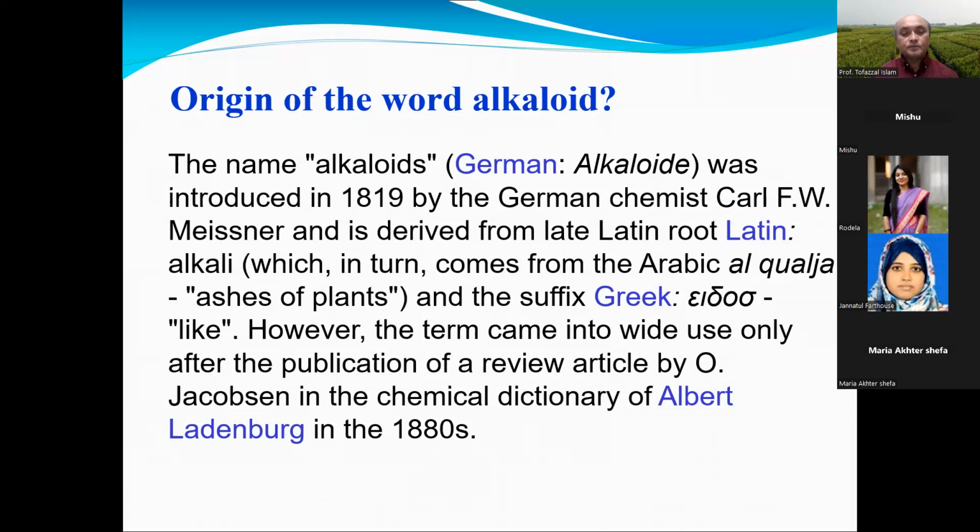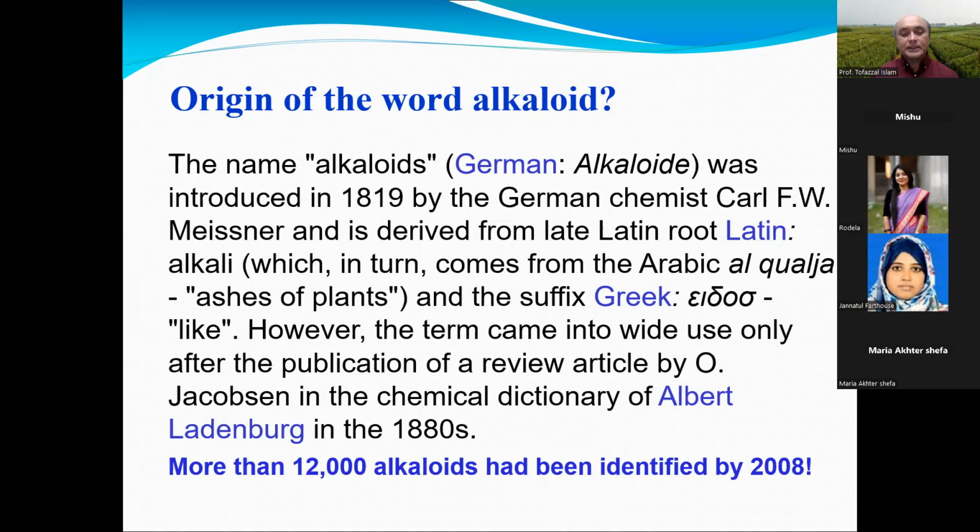So historically, in many scientific documents, you can find the word alkaloid after the 1880s. More than 12,000 alkaloids had been identified by 2018, but the exact number at this moment, 2024, is obviously nearly 20,000.